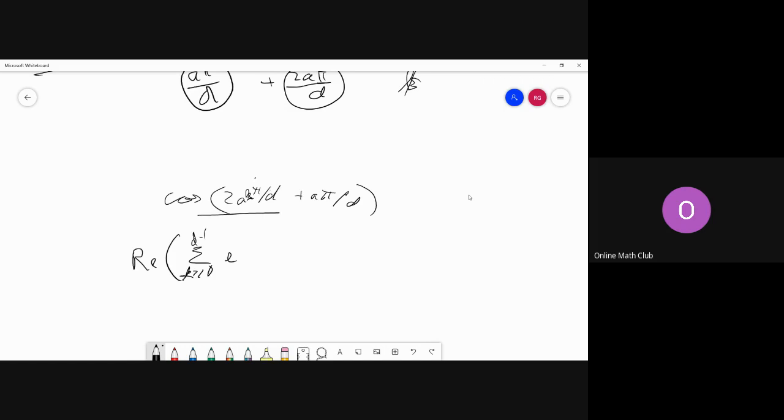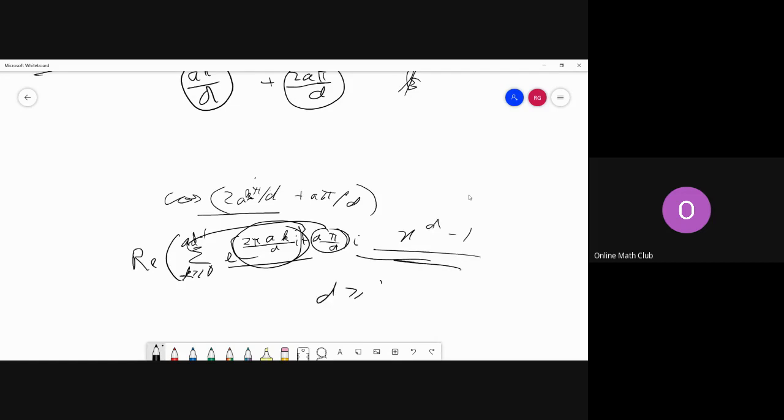It does not even matter. e to the 2 pi a k by d plus a pi by d, into i. Whatever. This a pi by d just goes away outside. It's a constant. So now when you're summing over this i, this is just 0 because these are roots of x to the d minus 1, and d greater than or equal to 1. And there's no issue because a is less than b. So we're just done.